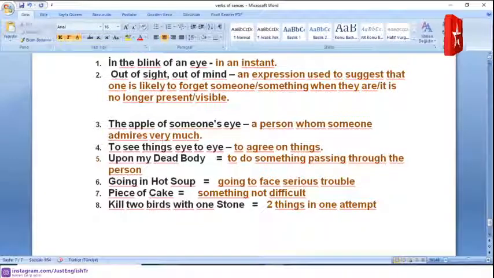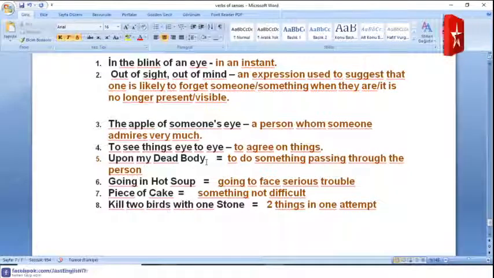We are going on to number 5, upon my dead body. Now, that's your main idiom phrase. And the meaning is to do something passing through the person. Now, here I can give you a sentence example. Please note down for number 5, upon my dead body.